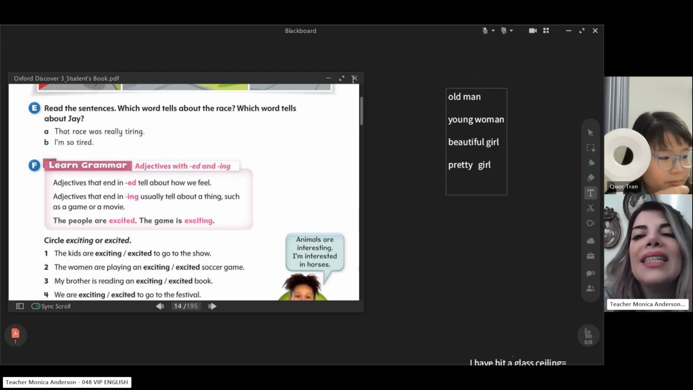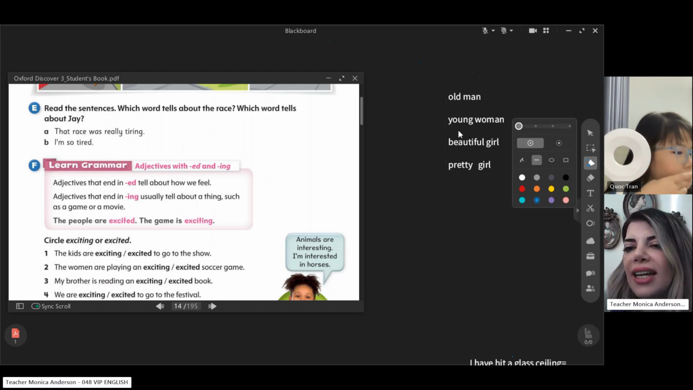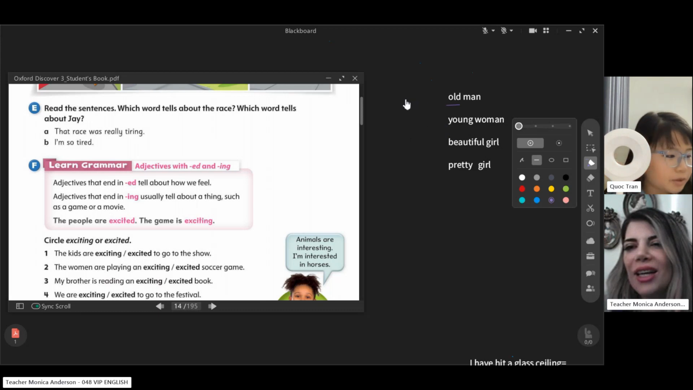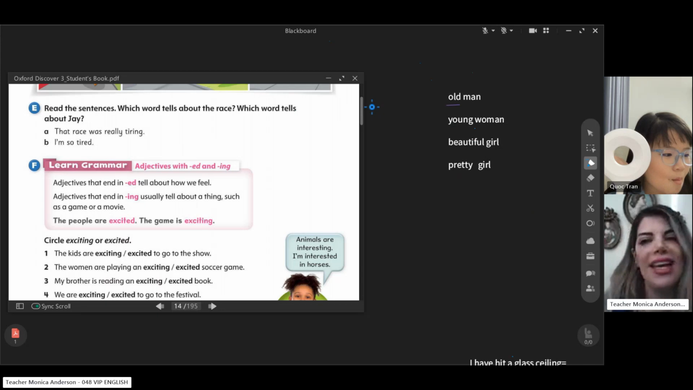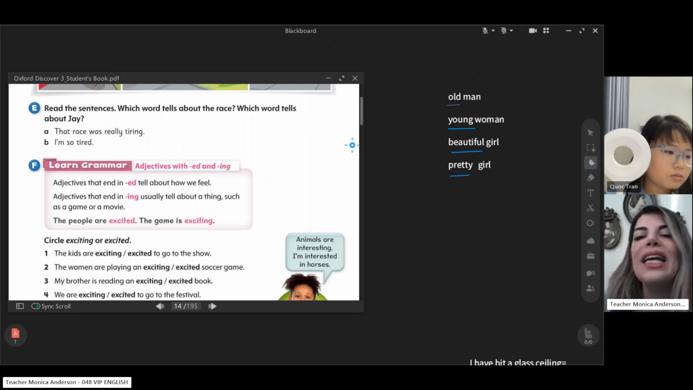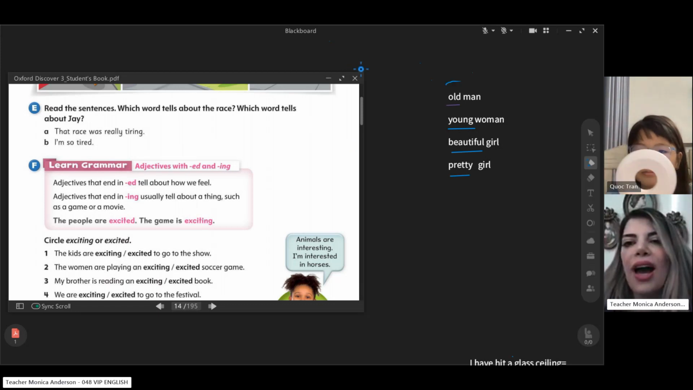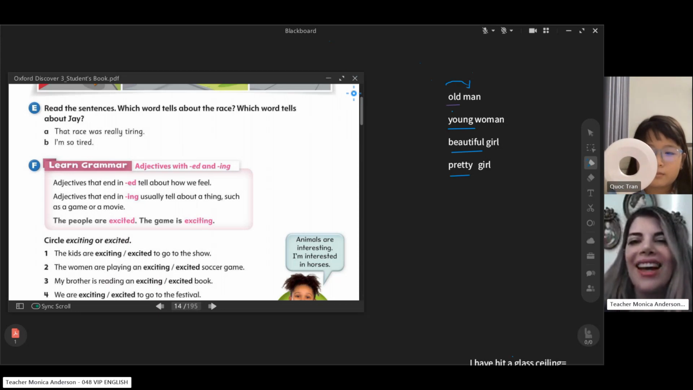Okay. Well, these words, let me underline them. Let me choose your favorite color, blue. So these words are called adjectives because they describe a noun.